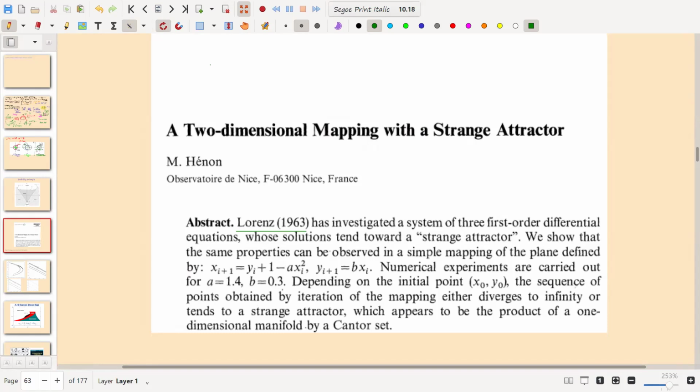So we show the same properties can be observed in a simple mapping of the plane defined by this mapping. The mapping you are seeing right now is nothing but the Henon map. You can see there is an x square term, and due to this you see something like a parabolic shaped attractor. Numerical experiments are carried out for this value.